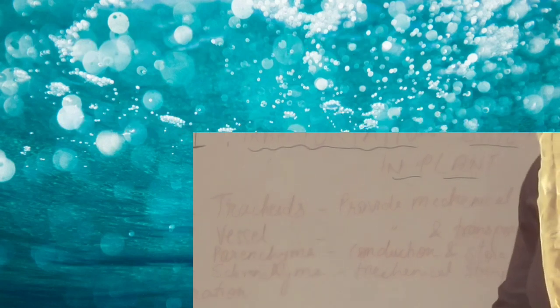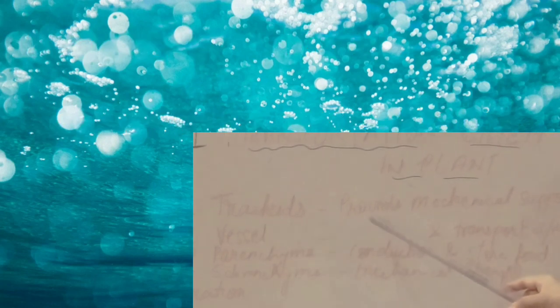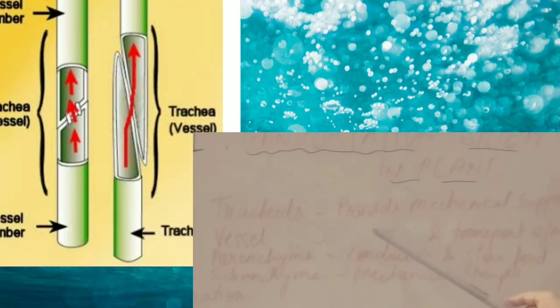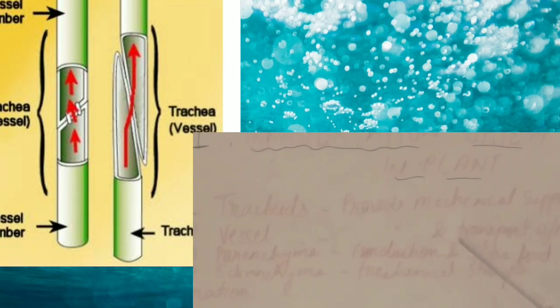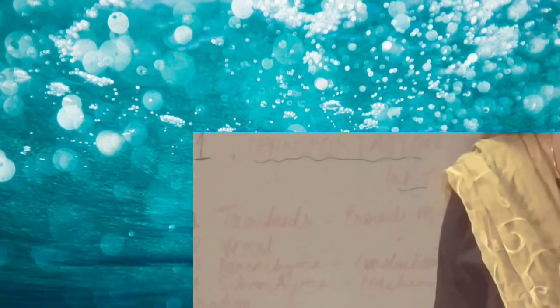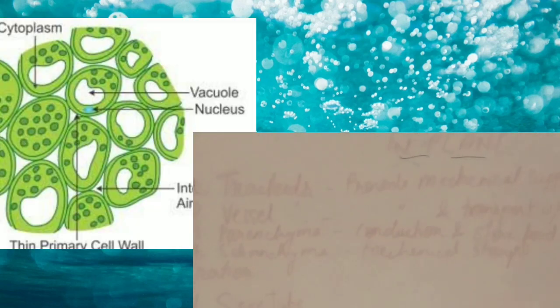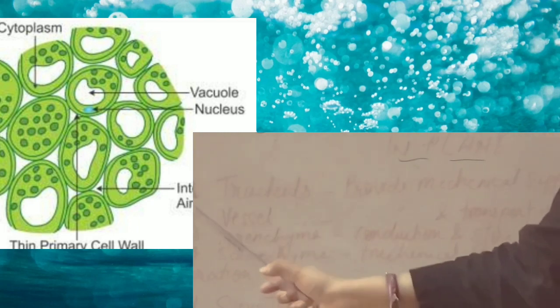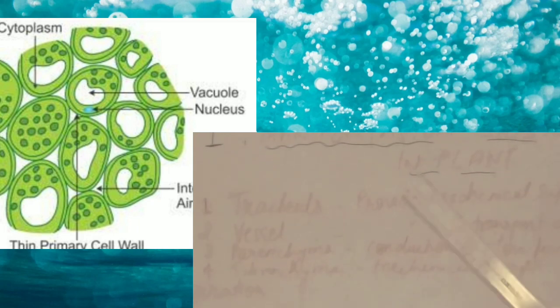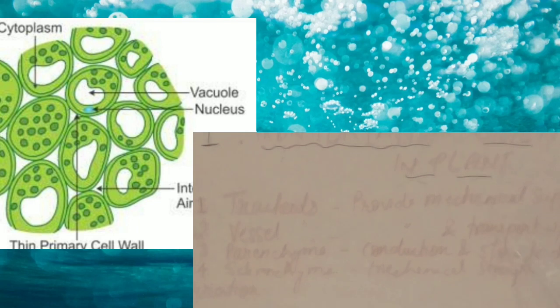Now, what is the role of tracheids? Tracheids provide mechanical support to the plant. Vessels again provide mechanical strength, and they can also transport water and minerals. Third one, parenchyma, which are the living cells of this tissue. Parenchyma helps in conduction of water and minerals as well as they can store food.